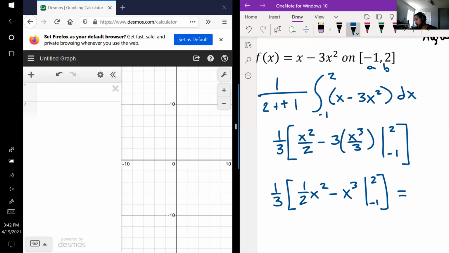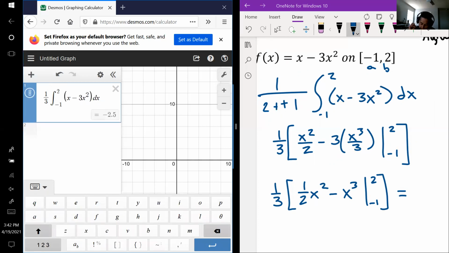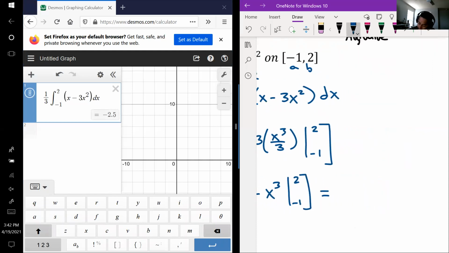And now we're ready for Desmos. So for Desmos, I'm going to type in 1/3, so 1 divided by 3, and then the integral from -1 to 2 of parentheses x minus 3x squared, and close that with respect to x. And there we go. We get -2.5. There's our average value.